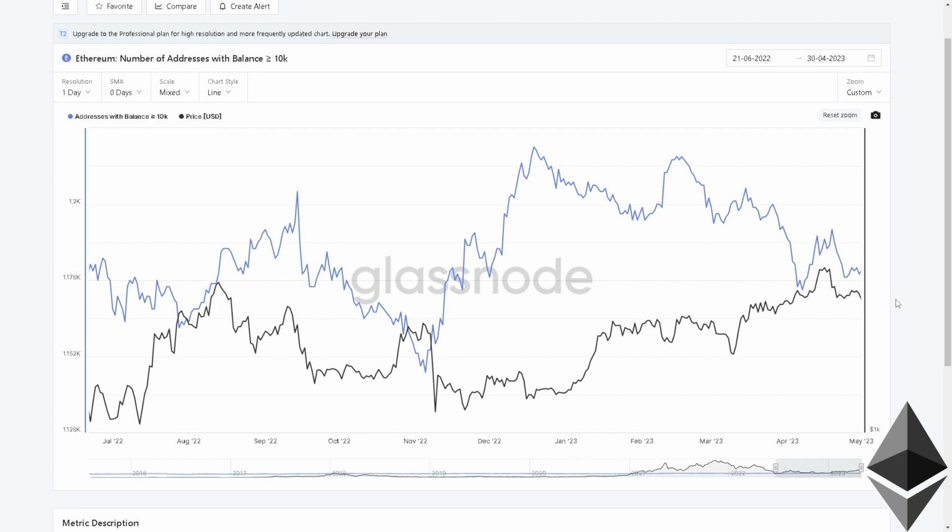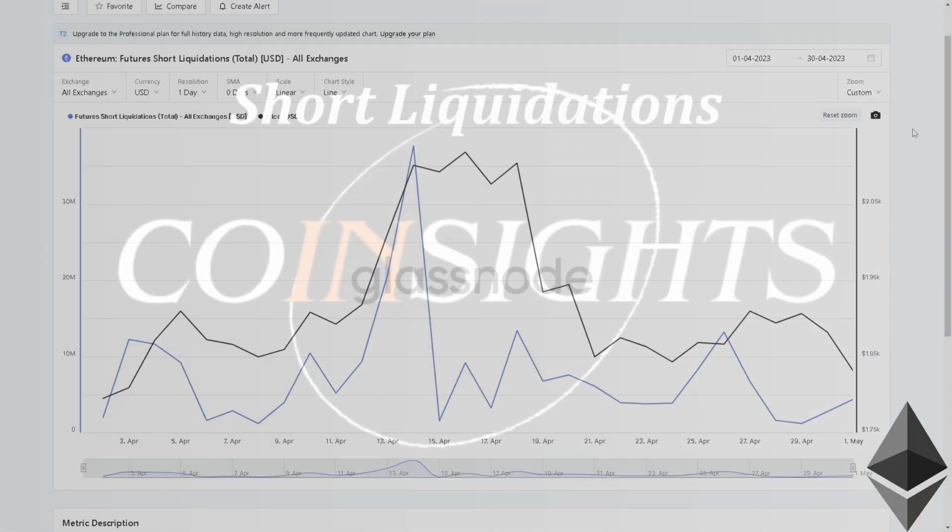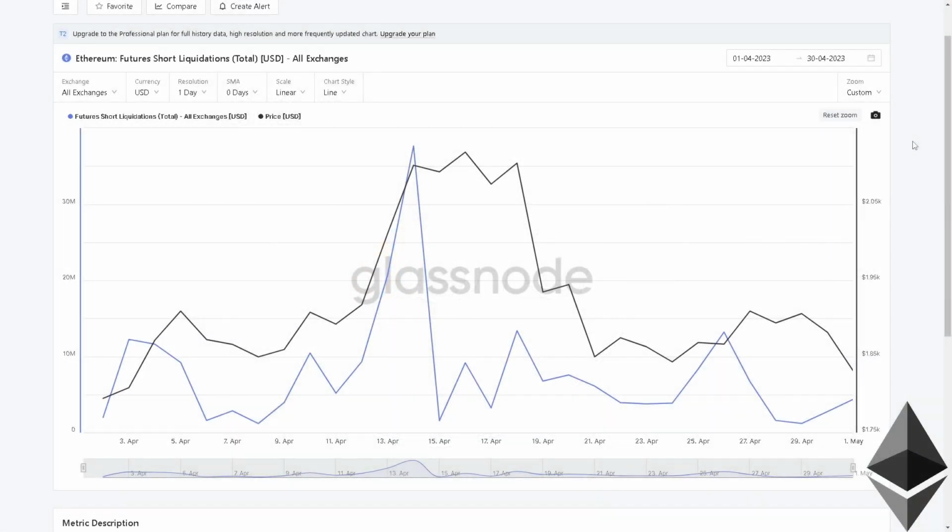But as all these metrics develop and price action develops, I'll always make sure to keep you guys updated. And I always tell you guys, before big moves down, you want to see a huge spike of short liquidations, which we saw here. We saw a huge spike of short liquidations and price move down. I'm expecting to see something kind of similar.